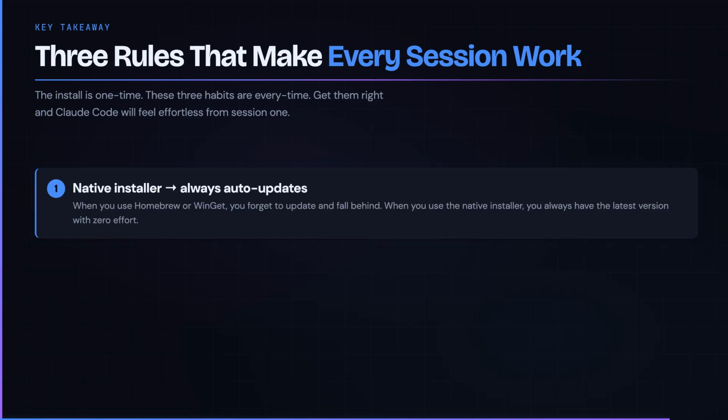Rule 1. Use the native installer. When you use Homebrew or WinGet, updates are manual. You forget them. You end up running a version from 3 months ago wondering why a feature isn't working. When you use the native installer, updates happen in the background automatically. You're always current with 0 effort. This is the single decision that saves the most time over a year of daily use.